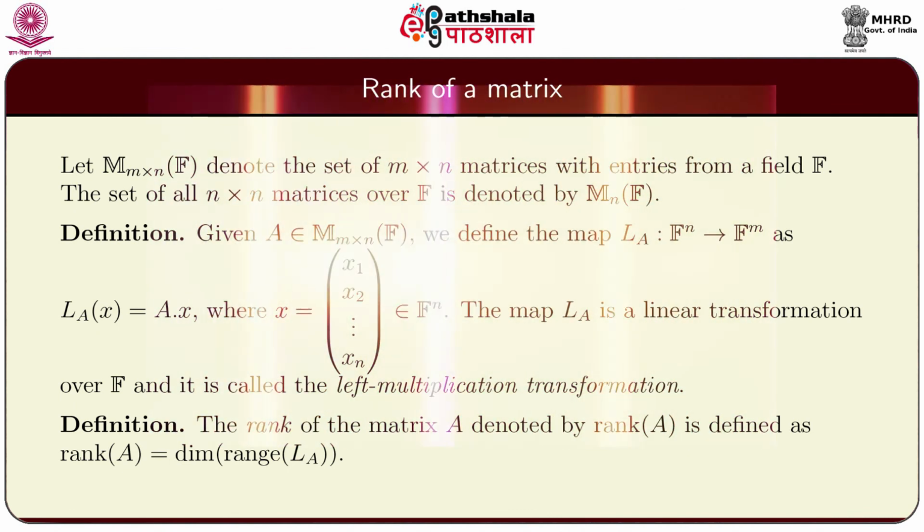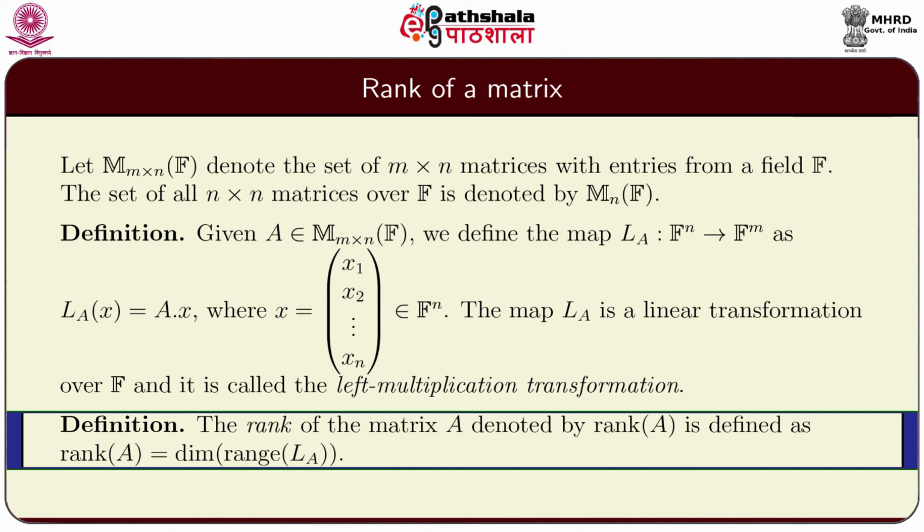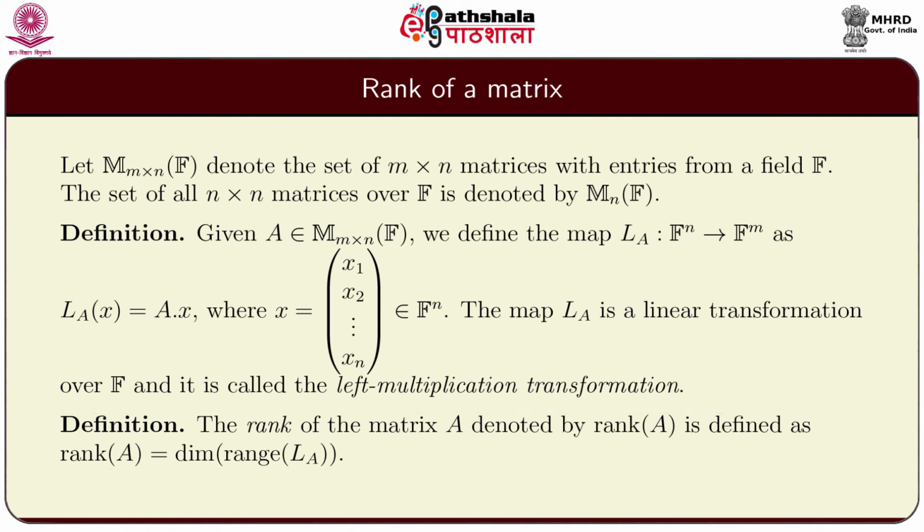So, given a matrix A, m cross n matrix over a field F, we can naturally define a linear transformation L_A from F^n to F^m, and we use this transformation to define rank of the matrix A, and the definition is it is dimension of the range of L_A, that is rank of the linear transformation L_A. This is a finite number because L_A is a linear transformation from F^n to F^m, and therefore range of L_A is going to be a subspace of F^m and a finite dimensional subspace. Therefore, dimension is going to be a finite number. In fact, it is less than or equal to m.